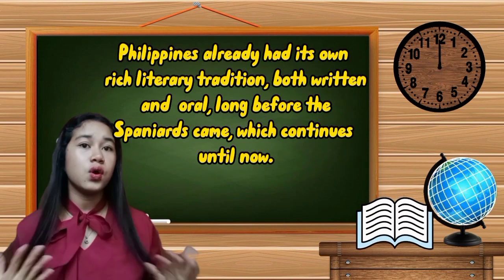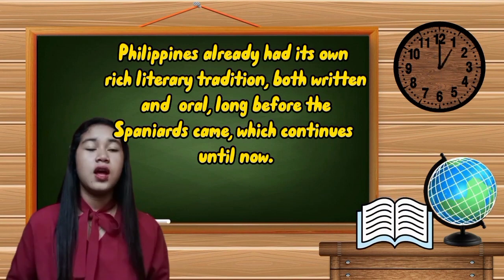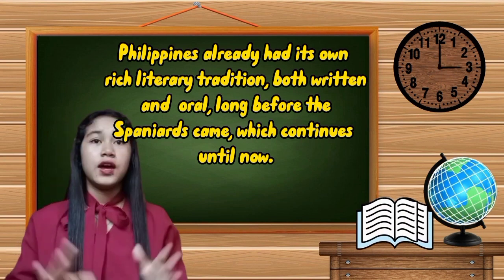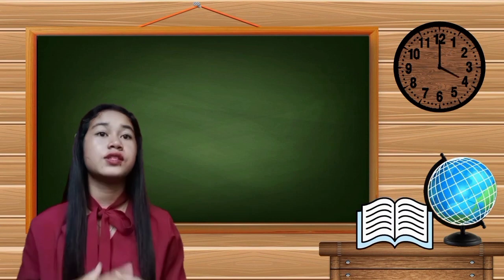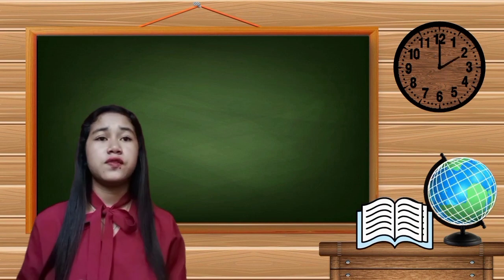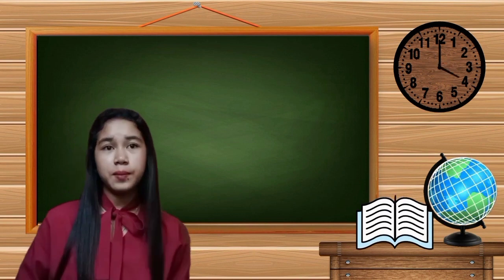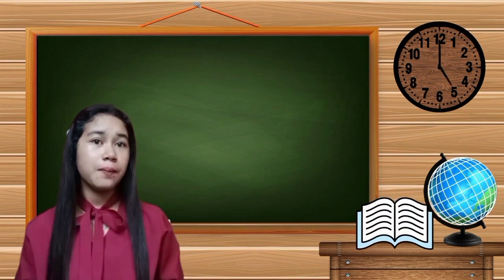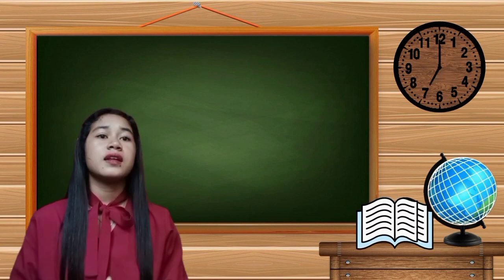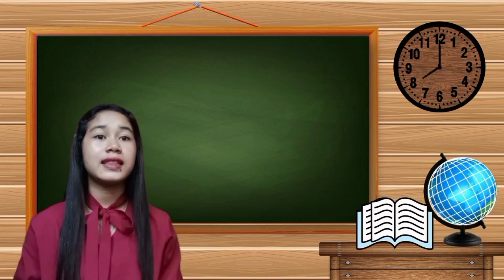The Philippines already had its own rich literary tradition, both written and oral, long before the Spaniards came, which continues until now. Due to reasons such as the impermanence of the leaves and barks used by the natives for writing, their burning by the Spanish friars, the introduction of the printing press and the Roman alphabet, which replaced the native syllabary, and the letters' unsuitability for recording long passages, there are only a few written pre-colonial literary works that have survived to this day.